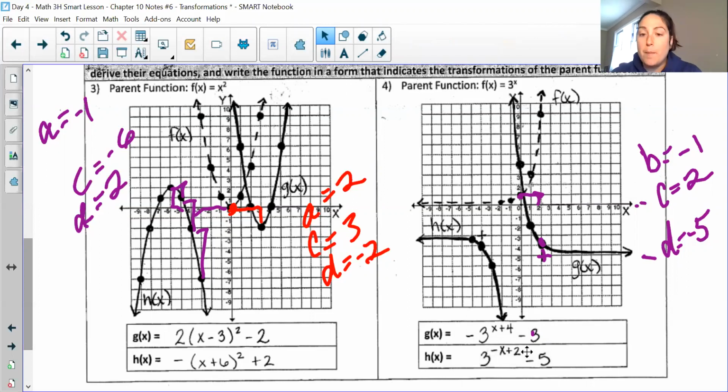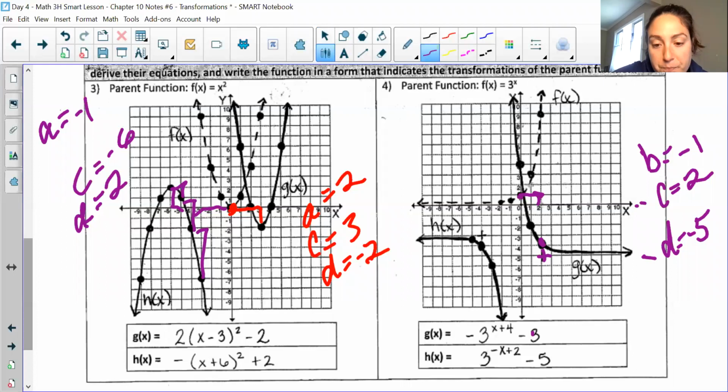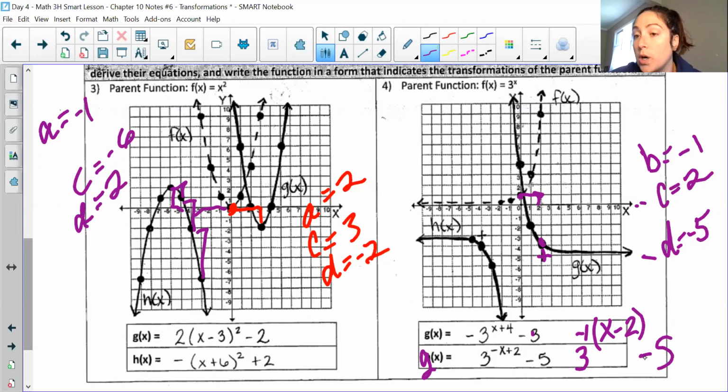Okay. So our equation for g of x is 3 to the power of, now I have the negative distributed in, but if you wrote this as 3 to the power of -1 times the quantity x minus 2, and then -5 to keep it more like the standard form, that's totally fine.